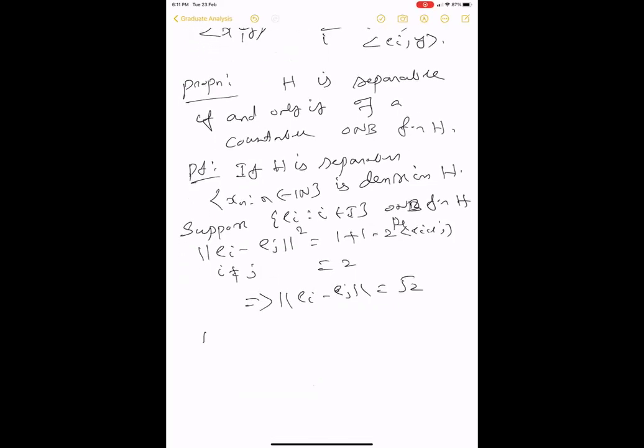Now find x_i in the ball around e_i of radius root 2 divided by 2, that is 1 by root 2. Then the x_i's are distinct, it's clear. If x_i equals x_j, then x_i would be in the ball around e_i, and it cannot be in the ball around some other e_j, because the radius is just half the distance between e_i and e_j. The distance between e_i and e_j is root 2. So x_i is not equal to x_j when i is not equal to j.